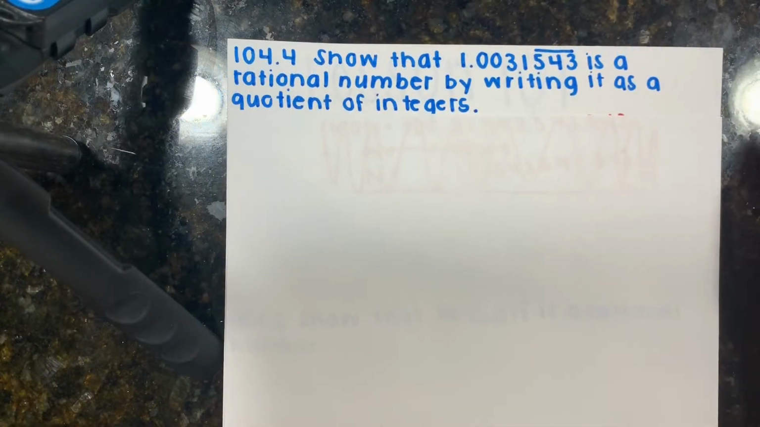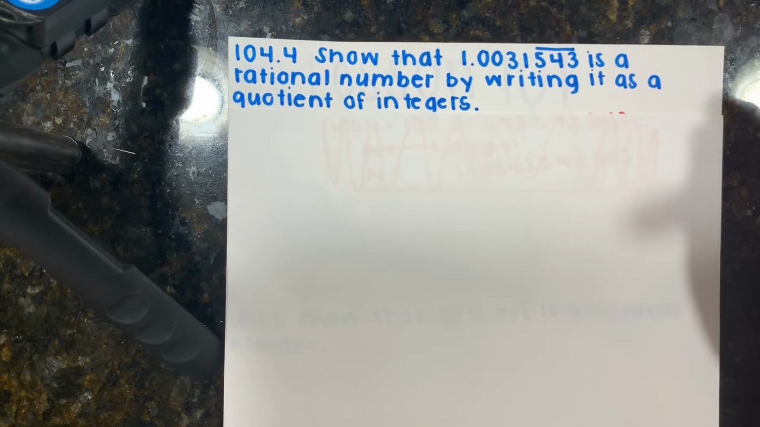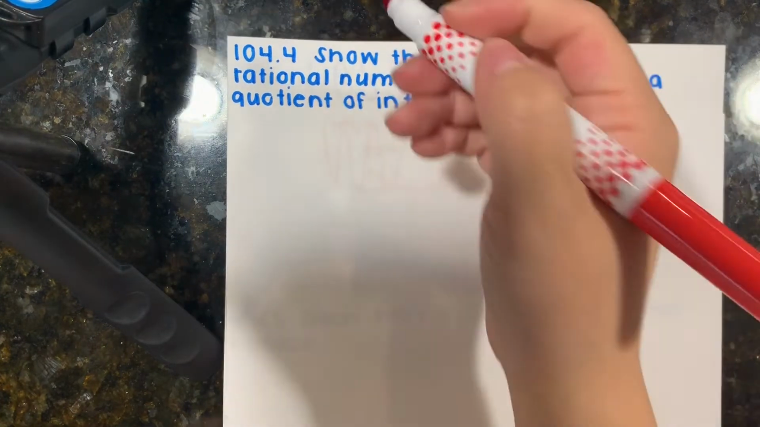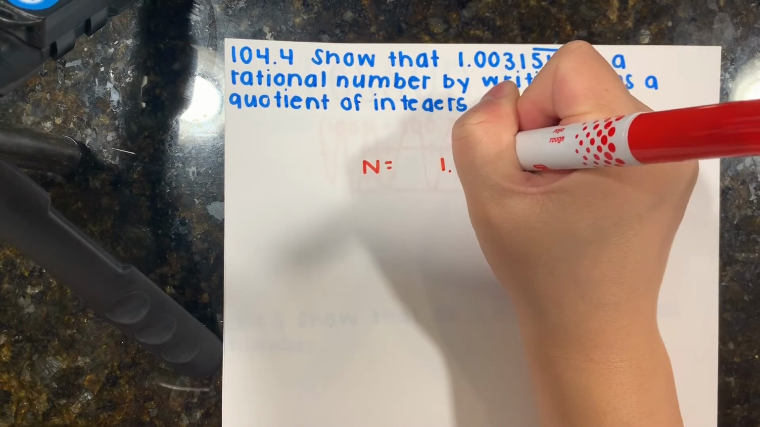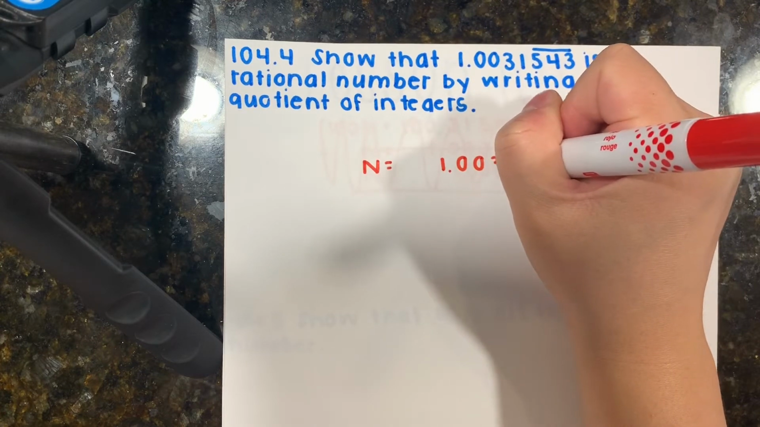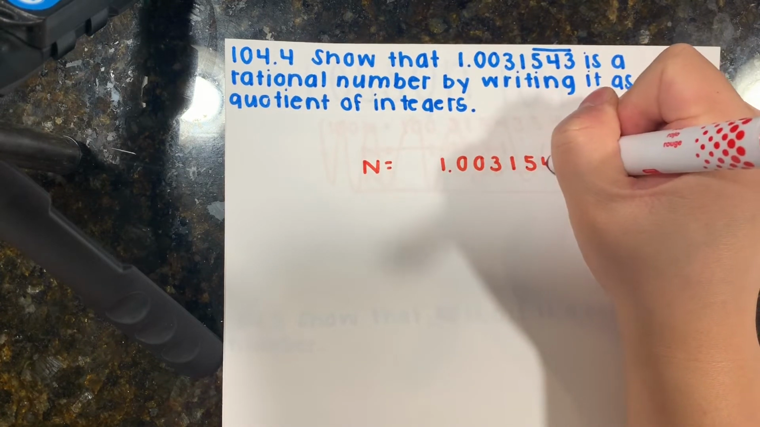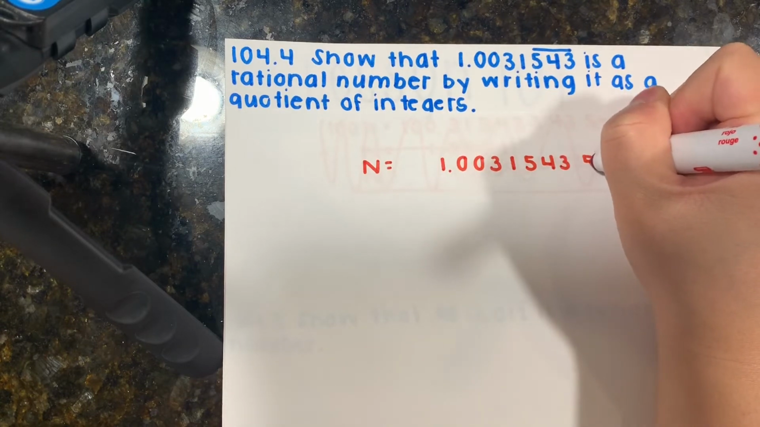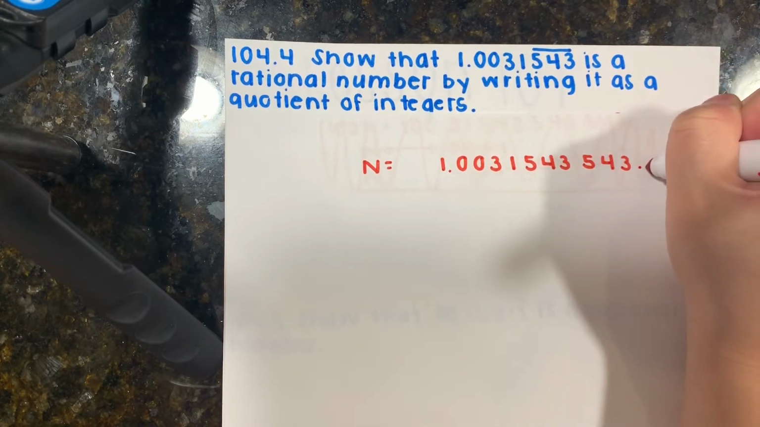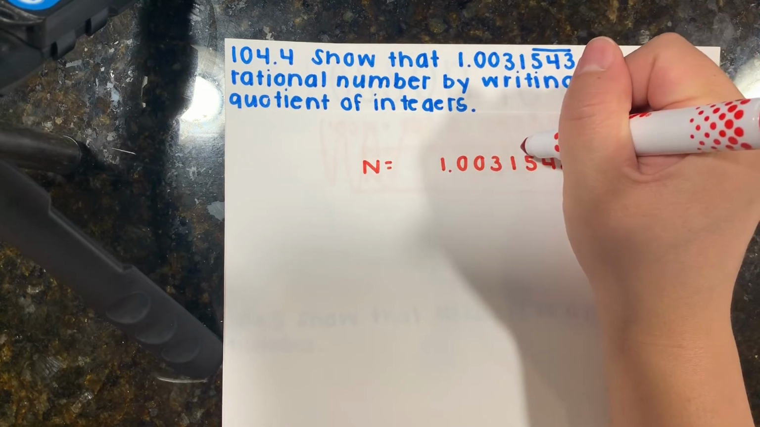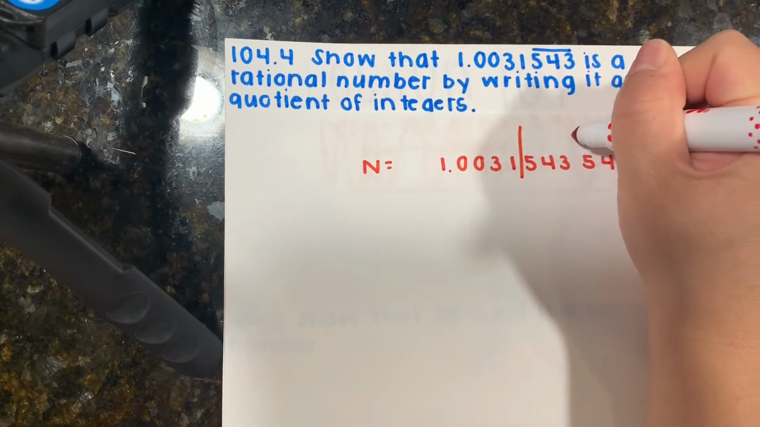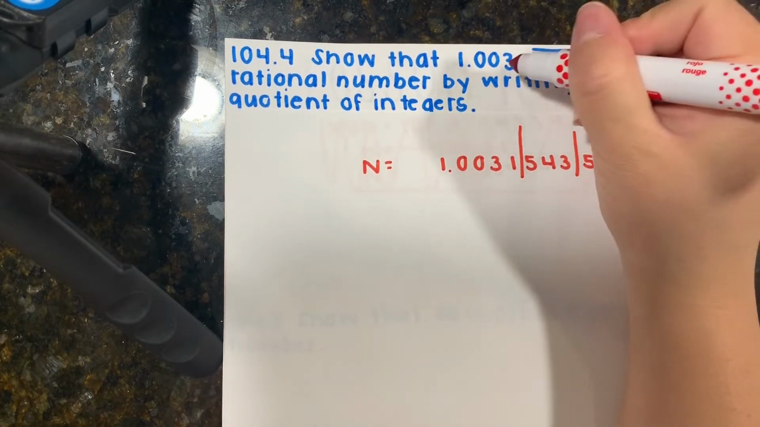Okay, so for number 104.4, it says show that 1.00311543 is a rational number by writing it as a quotient of integers. So I'm going to say that my n is going to be equal to 1.003153, and that's a repeating decimal. And so for this 543, this is where I want my number to match up with.